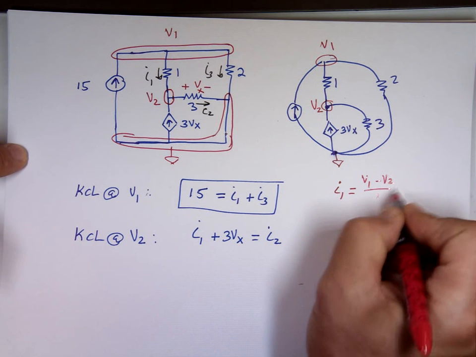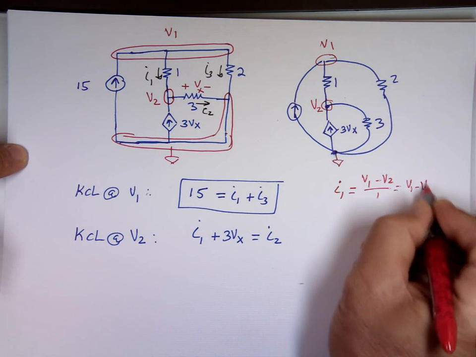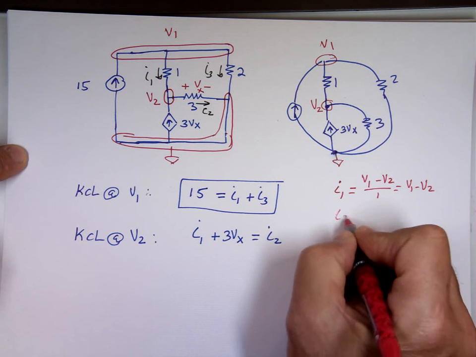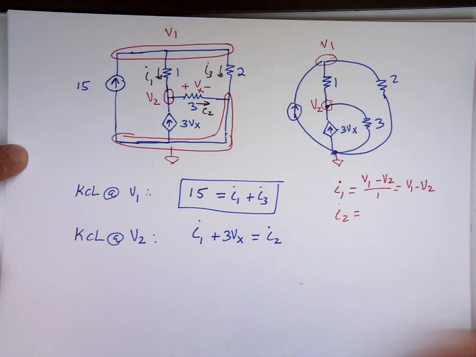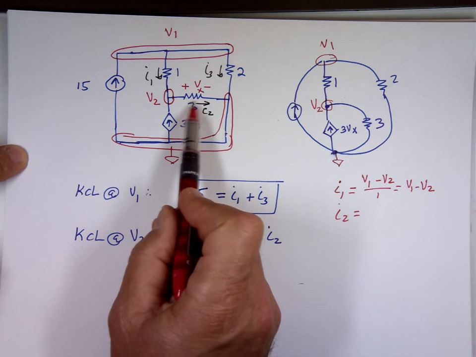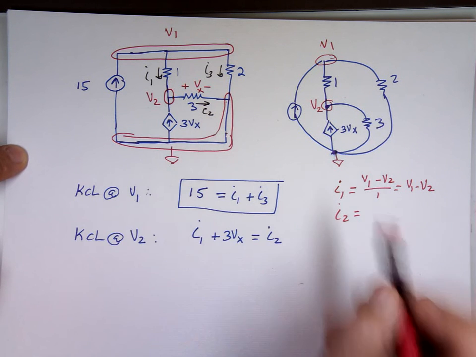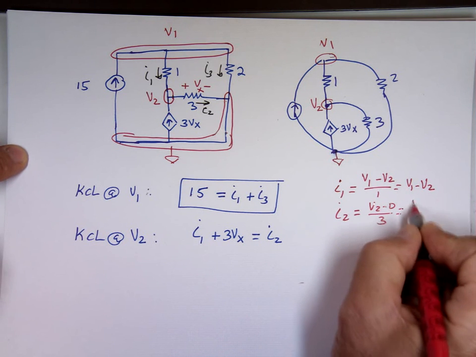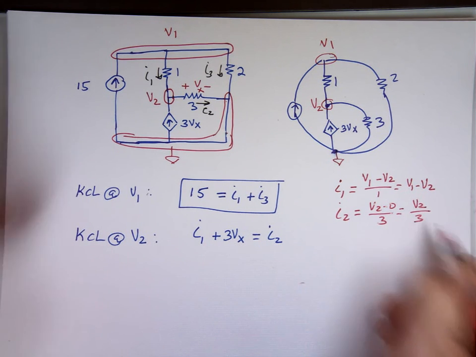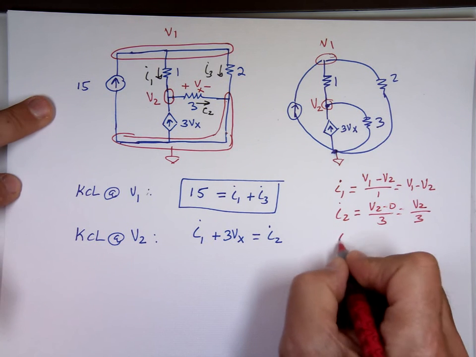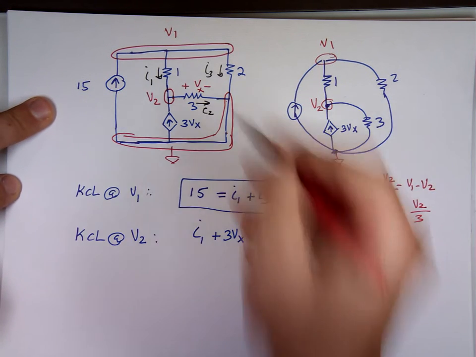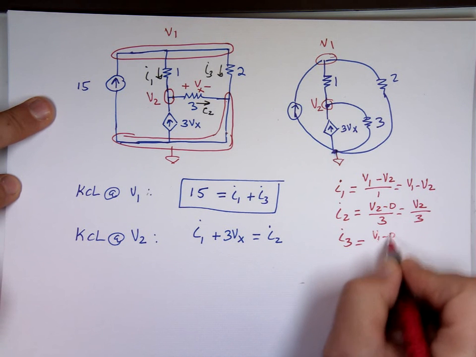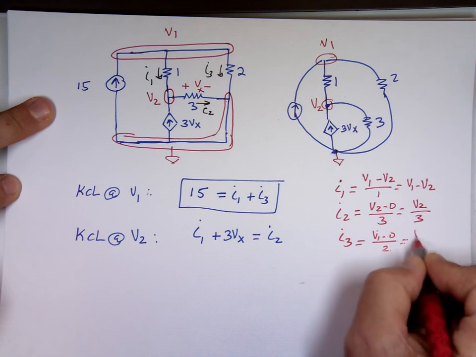Good. I sub 2. That's this current. V2 minus 0. V2 minus nothing over 3. V2 over 3. I sub 3. That's this current. V1 minus nothing over 2. And what about Vx?